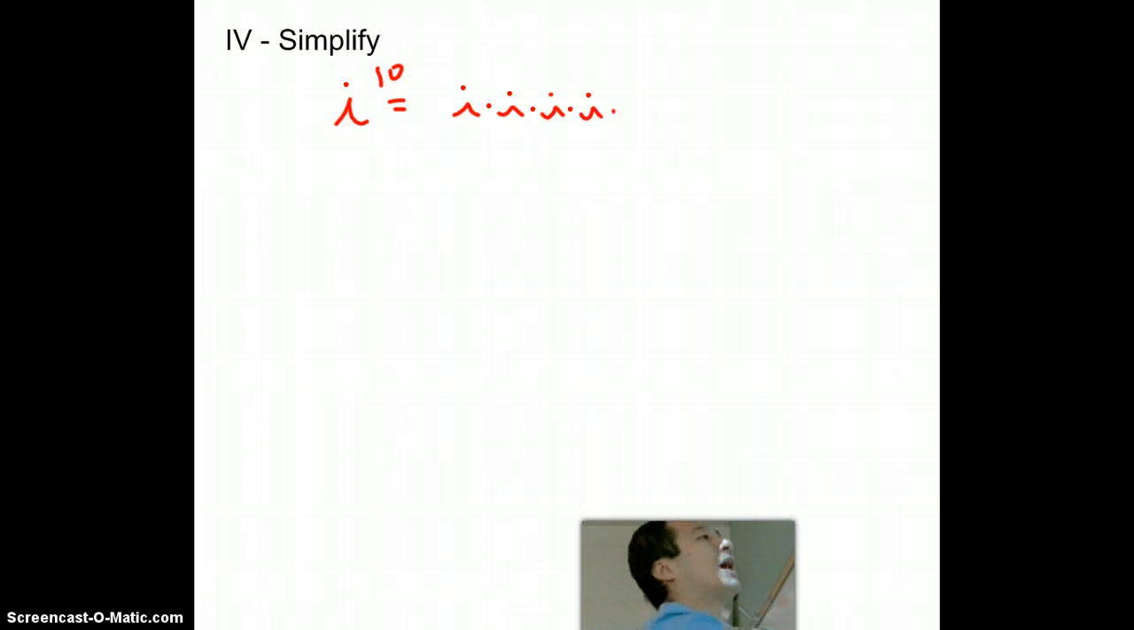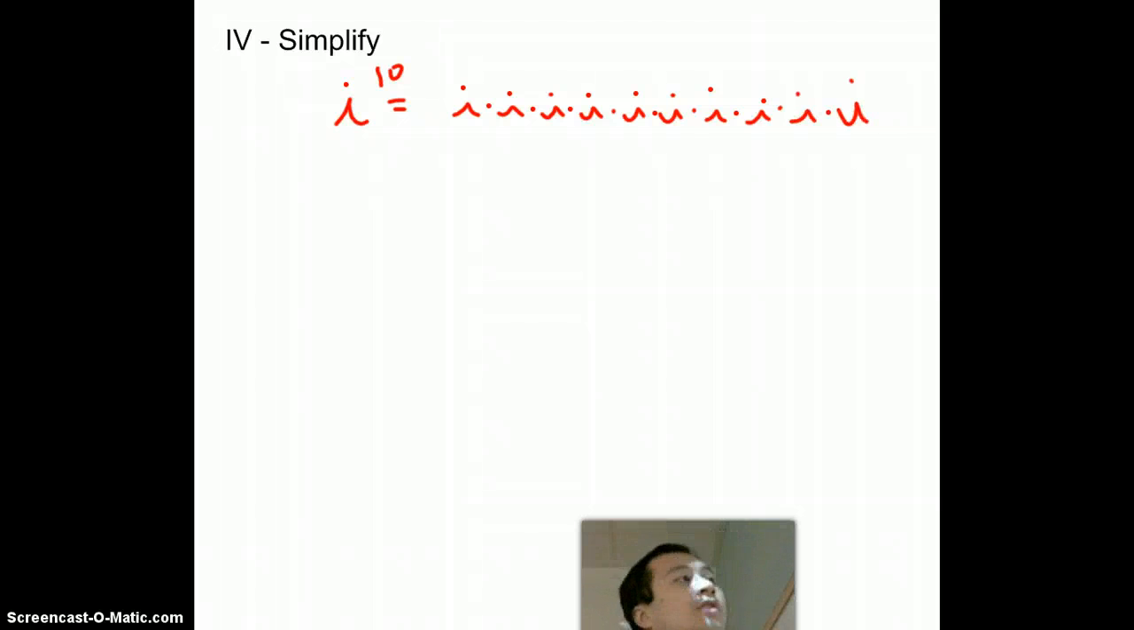What if you had something like I to the 10th power? What does that really mean? That really means I times I times I times I times I times I times I times I. 1, 2, 3, 4, 5, 6, 7, 8, 9, 10. So that means I times I, 10 times. That's a lot of I's.